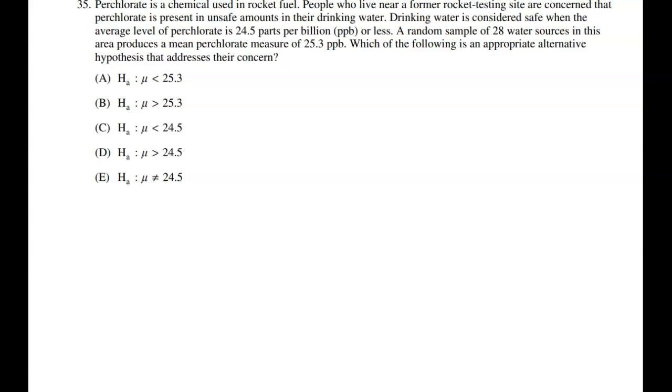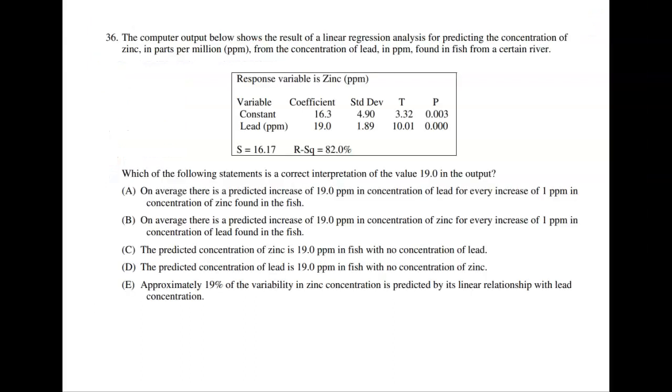Right, so they are concerned that there is too much of this chemical in their drinking water. So this is going to be one-sided because they're looking to see if there's more than the safe amount, and the safe amount is this 24.5. So our alternative hypothesis for this one would be that the mean is greater than the safe amount of 24.5, and that's going to be D.